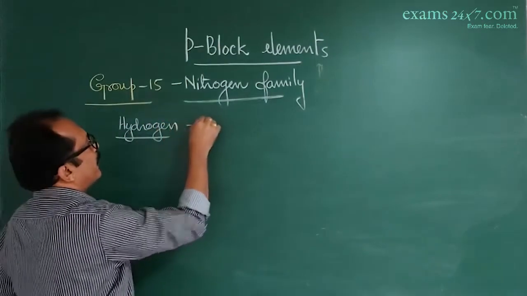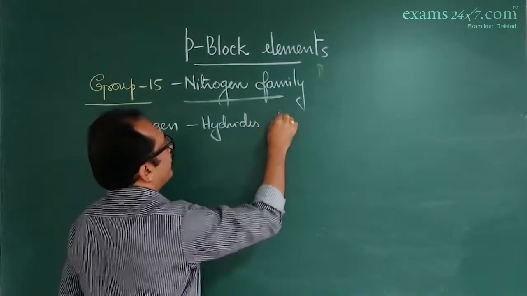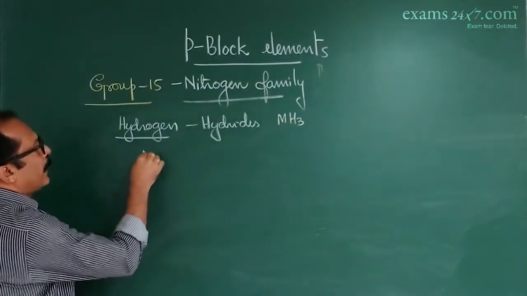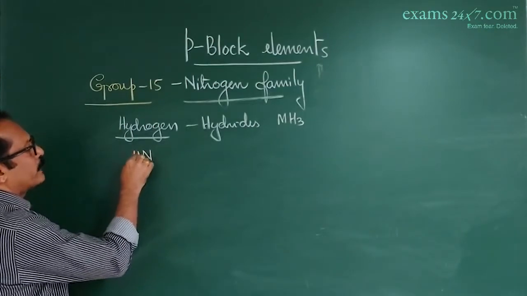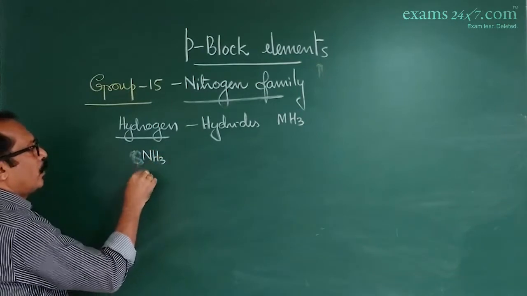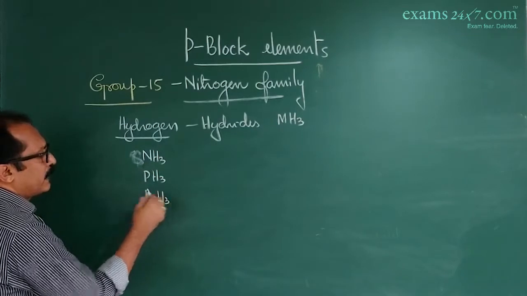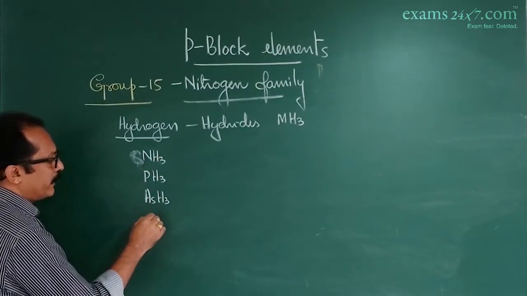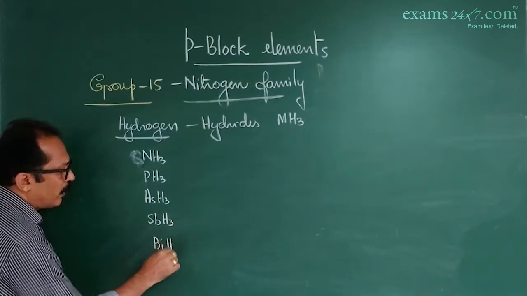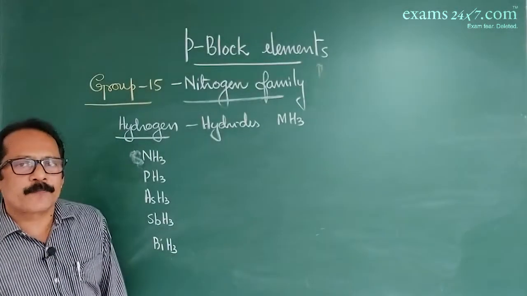They form hydrides of the type MH3. For example, the hydride of nitrogen is called ammonia, NH3. The hydride of phosphorus is phosphine. The hydride of arsenic is arsine. The hydride of antimony is called stibine. The hydride of bismuth is called bismuthine. These are hydrides of elements of group number 15.